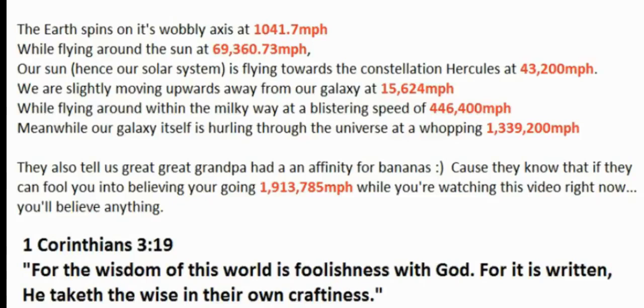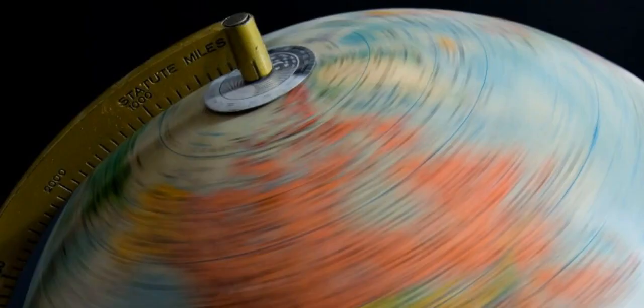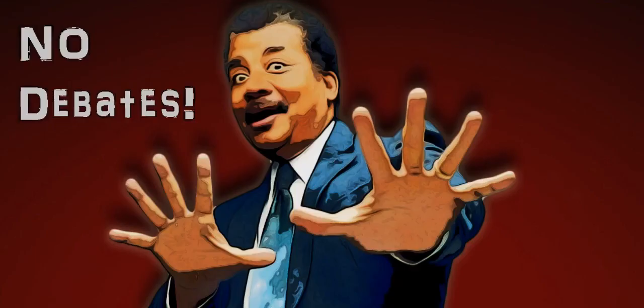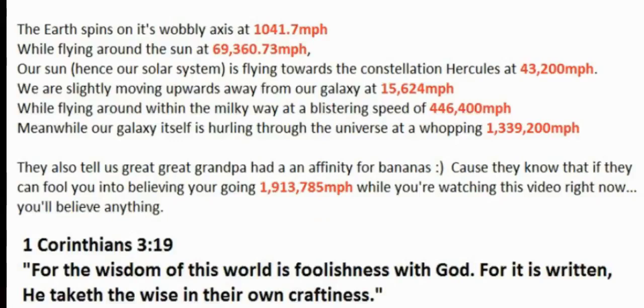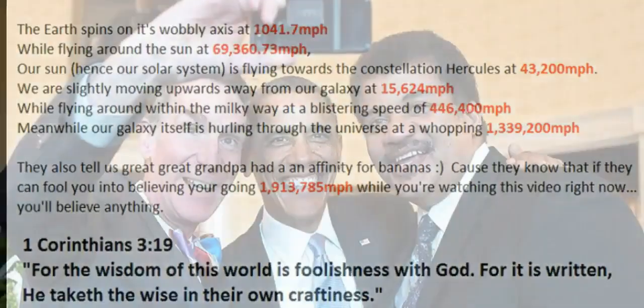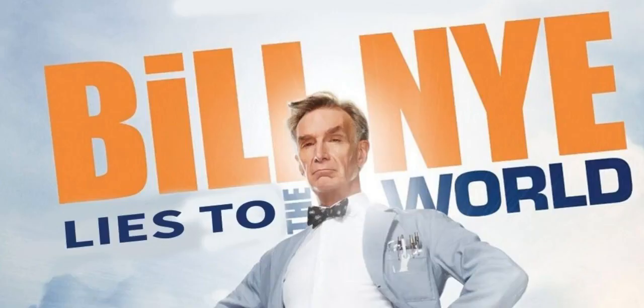He's honestly trying to tell us that we are going at over 1 million miles an hour right now. Look outside. Do you feel like you're going over 1 million miles an hour? Almost 2 million miles an hour right now? No. Do you see Neil deGrasse Tyson debating anybody on this? The wisdom of this world is foolishness with God. And I'd be willing to bet that the wise that is taken in their own craftiness is the very wise that are living today.